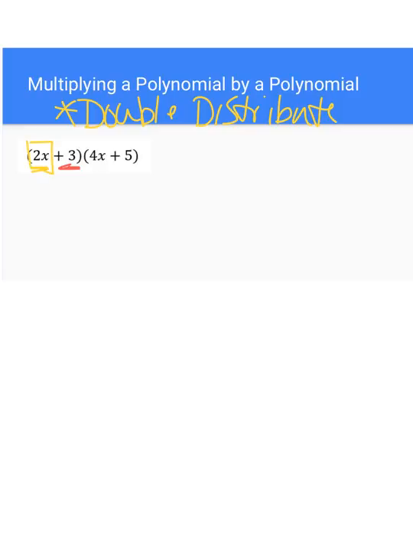So I'm going to just highlight the 2x and really encourage you to almost not look at that 3 at all, just look at the 2x. We're going to start our multiplying there, and I'm going to distribute that to both parts of the second binomial. So let's start with that 2x times 4x. So that's going to give me the 8x squared. Okay, so that was my first step. And then I'm going to multiply the 2x by 5 for 10x.